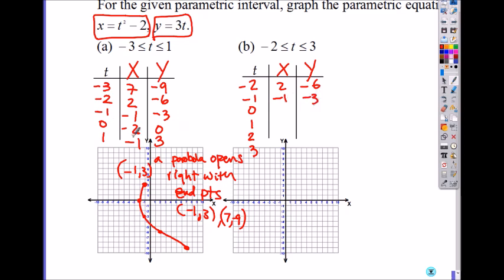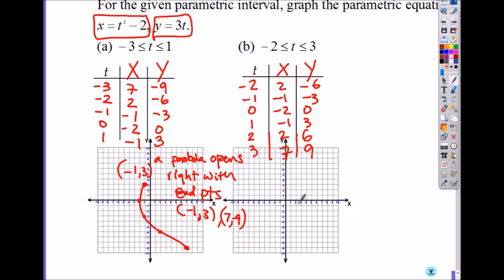0 is -2, 0. 1 is -1 and 3. So I just need to find these 2 more, right? When you plug 2 into your x, you get 2 squared, 4 minus 2 is 2. 2 times 3 is 6. When you have 3, 3 squared is 9 minus 2 is 7. 3 times 3 is 9.